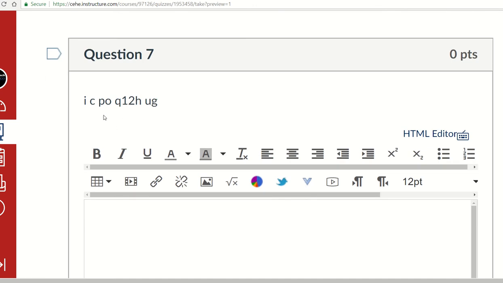Number 7, same capsules. This time it's every 12 hours UG. So we'll take 1 capsule by mouth every 12 hours until gone. There's no such thing as until done. UD is always going to be as directed. UG is until gone. So they'll take 2 capsules in a day.